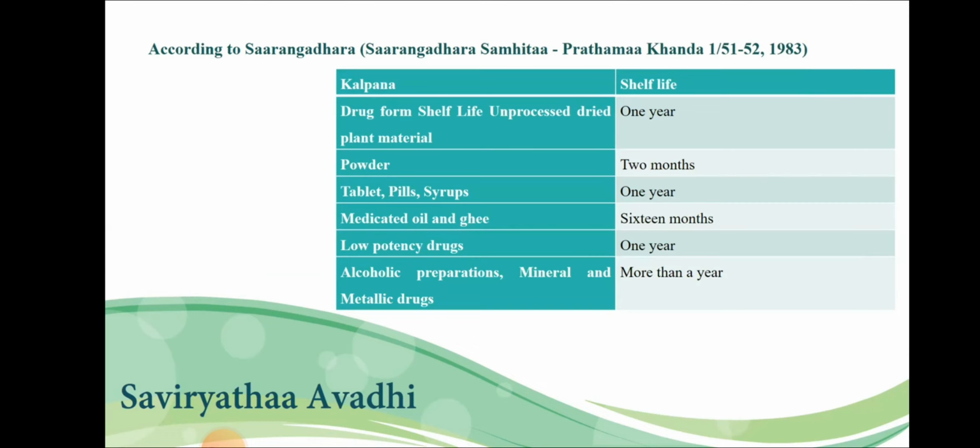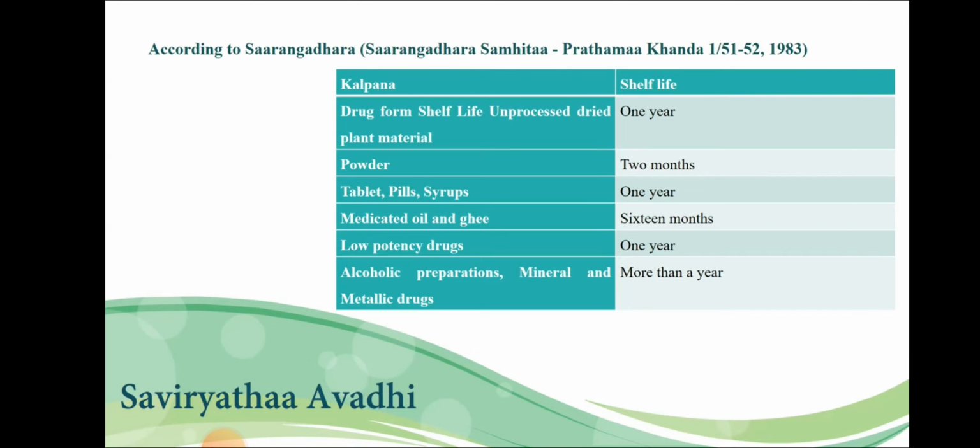So that is the shelf life of Panchavidha Kashaya kalpanas. Coming to other kalpanas, that is Aushadha Laghu Bhaga, the drug form that is unprocessed dried plant material that is collected and dried, and it is in the raw material store. So you can use the raw material till 1 year. After that, you have to reject the raw material, or you have to use other raw materials.